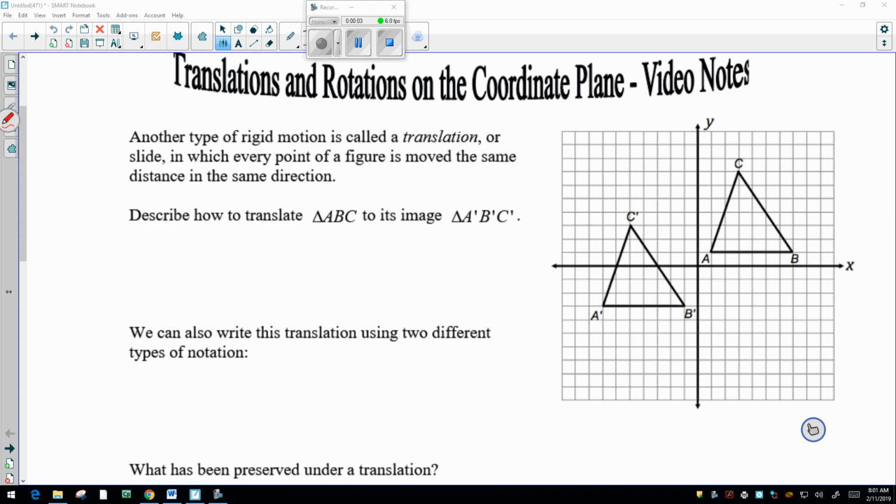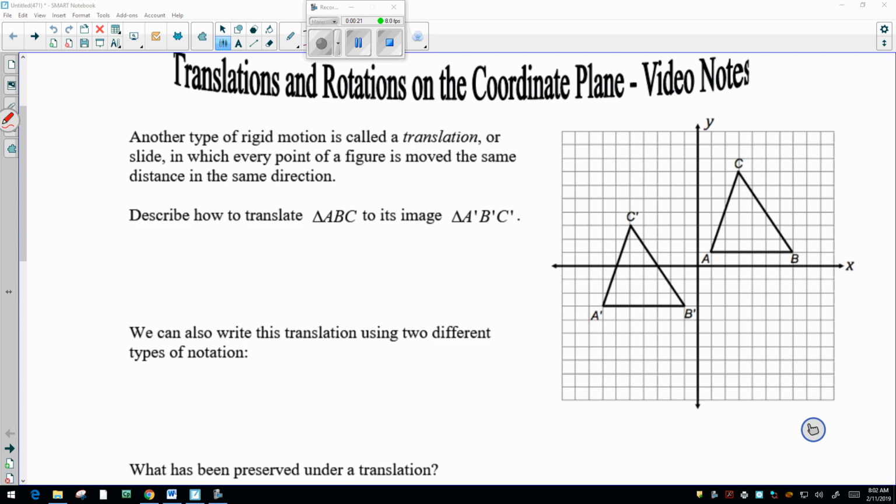Today we're going to take a look at translations and rotations, two different types of transformations that we can do to different figures. And we're going to take a look at them mostly on the coordinate plane. At the end, we're going to take a look at how we could do this perhaps off.